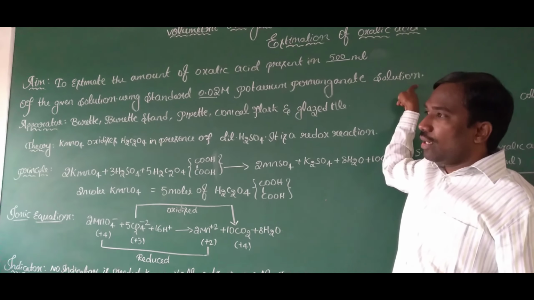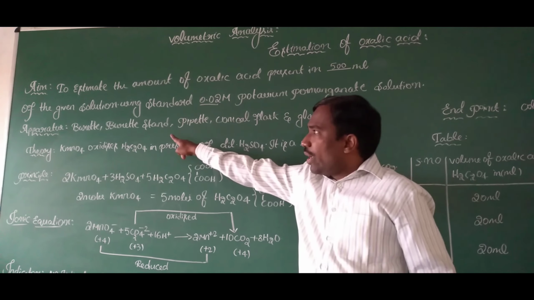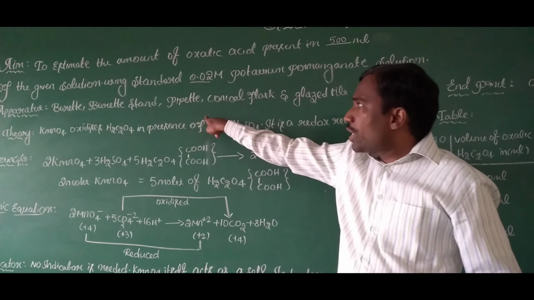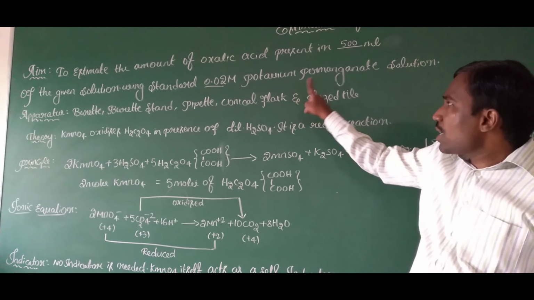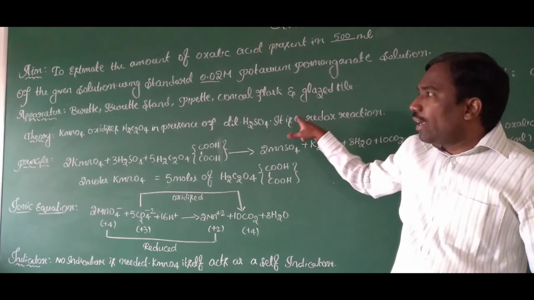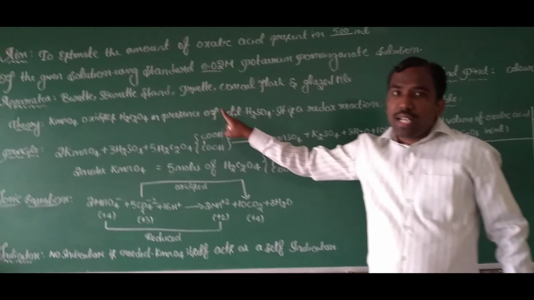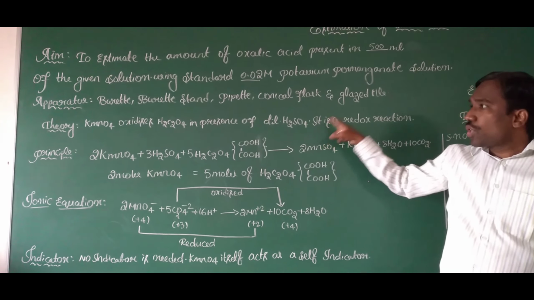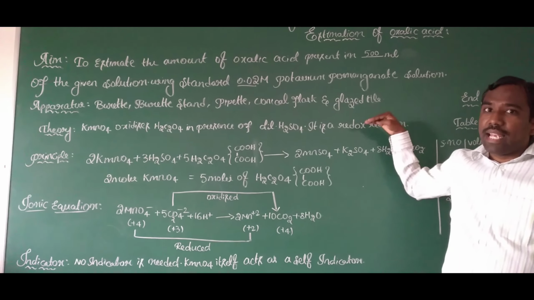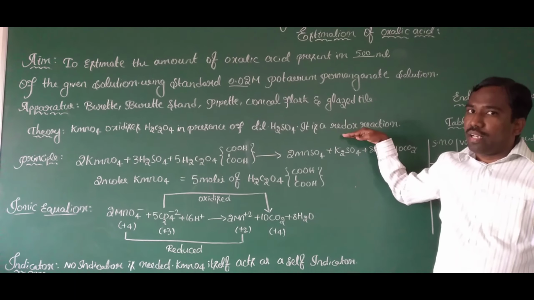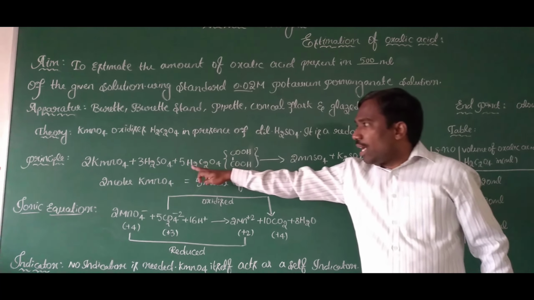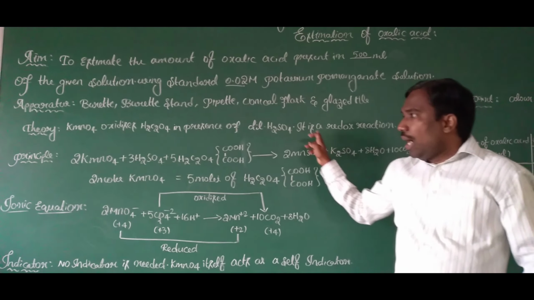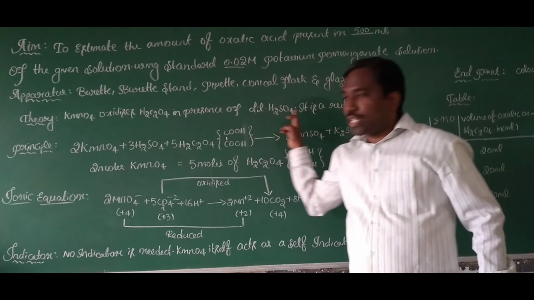permanganate solution. Apparatus required are burette, burette stand, pipette, conical flask and tile. Theory: the KMnO4 oxidizes oxalic acid in the presence of sulfuric acid. So, this reaction is an example of a redox reaction. Here, the oxalic acid undergoes oxidation and KMnO4 undergoes reduction.